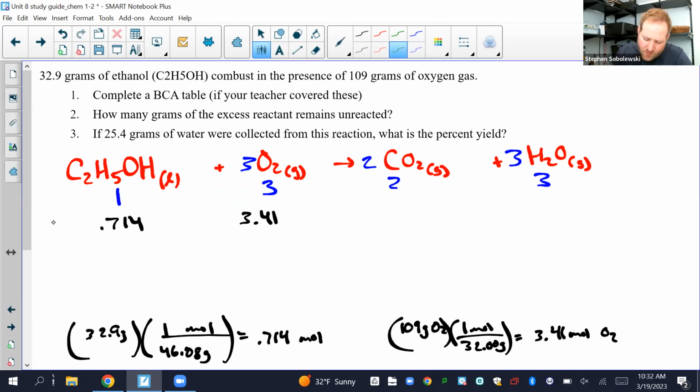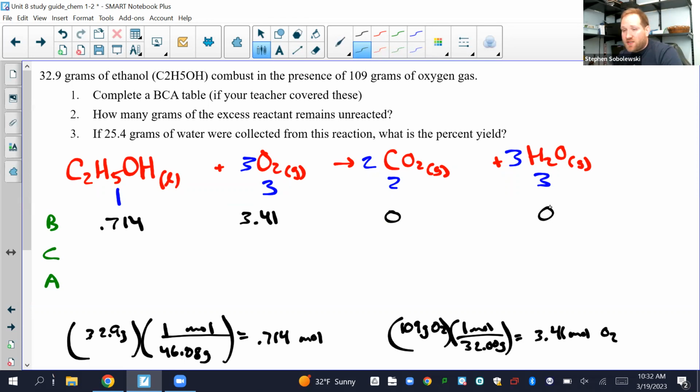Okay, so we're looking to make a B, C, A table. The B is before, C is change, A is after. Now, before the reaction, we have this many moles of that reactant, this many moles of that reactant. How many moles of these products do we have? Nothing, because the reaction hasn't started yet, so I fill in zeros.